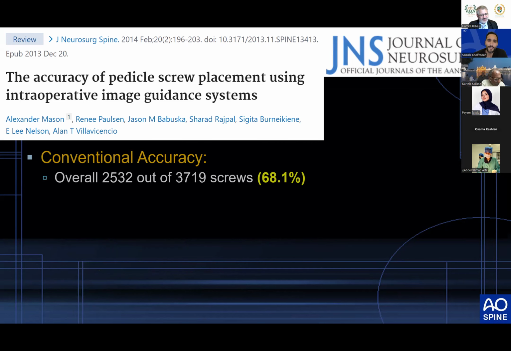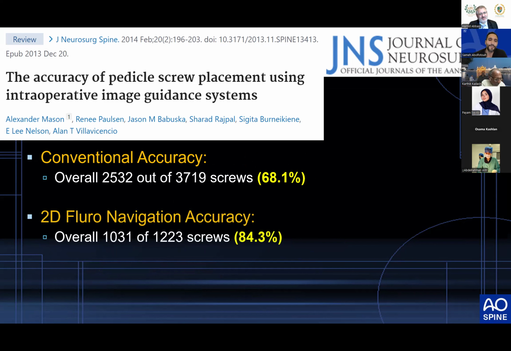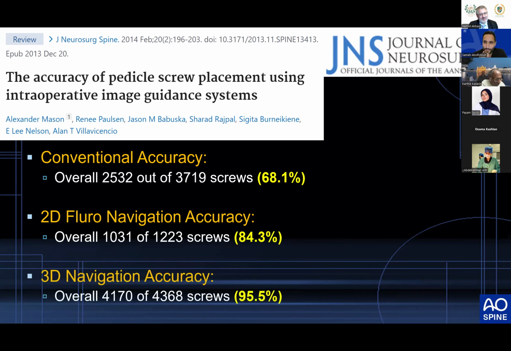Now, let's take a look at the results here. When you're using a freehand technique, your accuracy is somewhere around 70%. When you're using an intraoperative C-arm, your accuracy goes all the way up to 85%. And when you're using navigation, it goes all the way up to almost 95%.